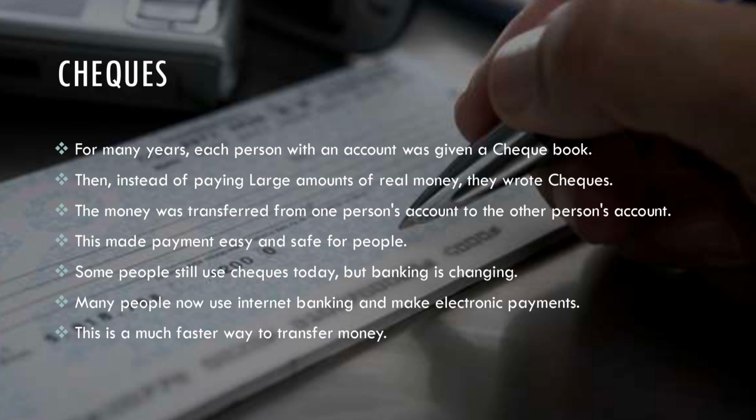Checks. For many years, each person with an account was given a checkbook. Then, instead of paying large amounts of real money, they wrote checks. The money was transferred from one person's account to the other person's account. This made payment easy and safe for people. Some people still use checks today, but banking is changing.